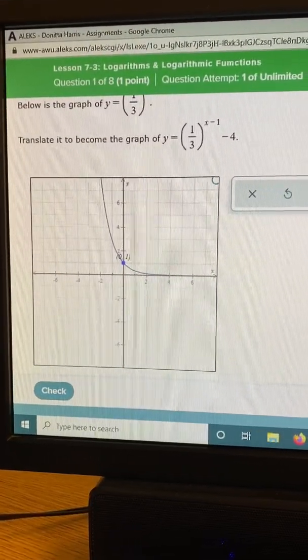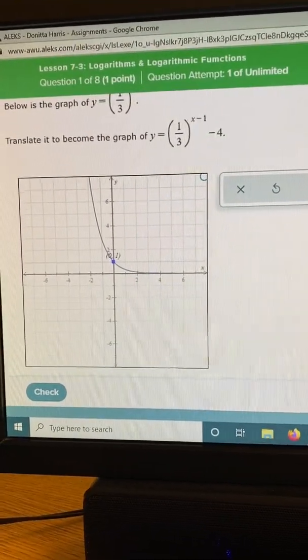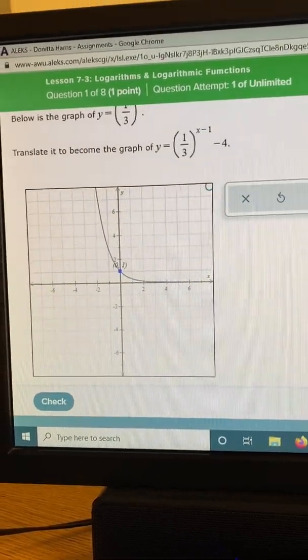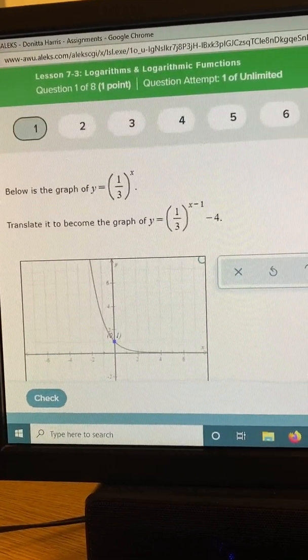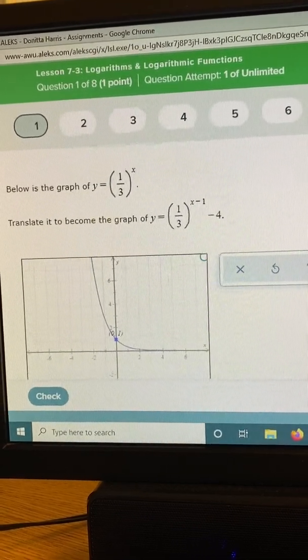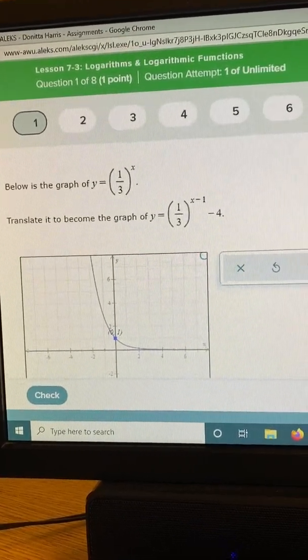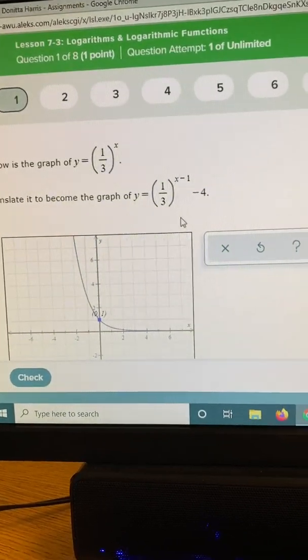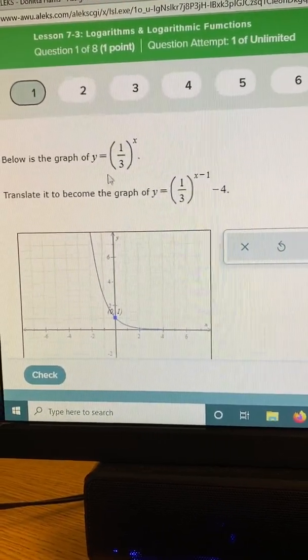Okay, so this is the video for 7-3. On these first three, you're graphing the transformation. So the easiest thing to do is just to do it showing the graph, because these are really easy. So here's your parent graph.